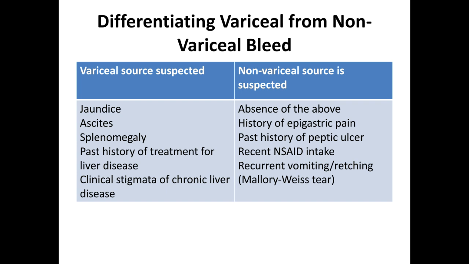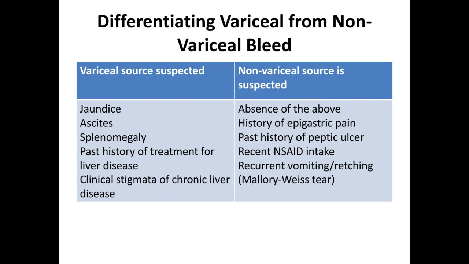In any upper GI bleeding, we have to differentiate whether we are dealing with variceal or non-variceal bleeding. These are the differentiating points. In variceal bleeding, these patients will have signs of chronic liver cell failure, jaundice, ascites, splenomegaly, and maybe they might have undergone some treatment for liver disease in the past.